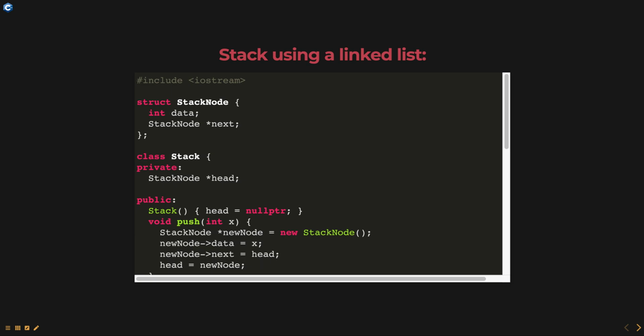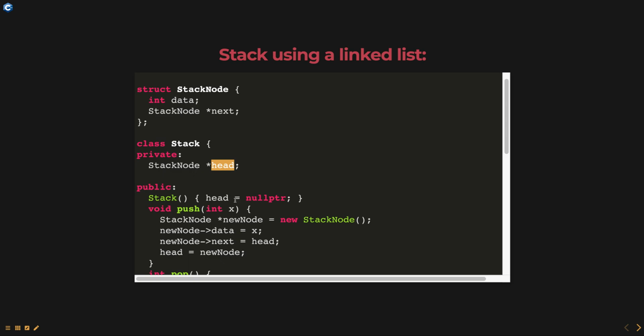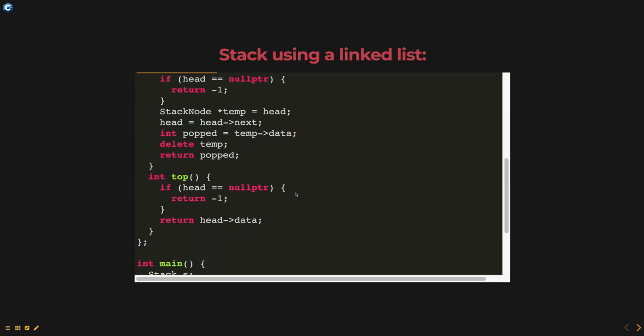The second example shows how to manually implement a stack using a linked list. In this example, we define a structure stack node that holds the data and a pointer. The stack is then implemented as a linked list where the top of the stack is always pointed to by a head pointer. In this example, a class stack is defined that implements the basic stack operations such as push, pop, and top.